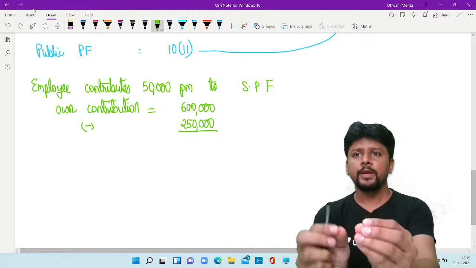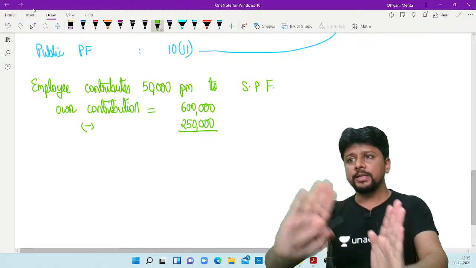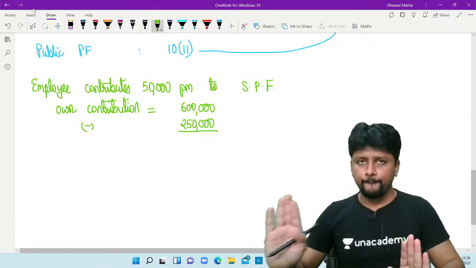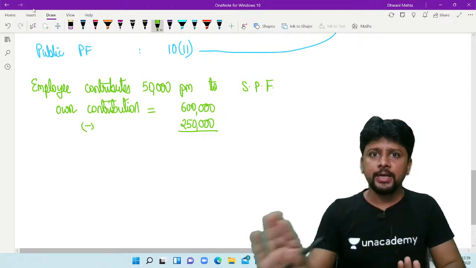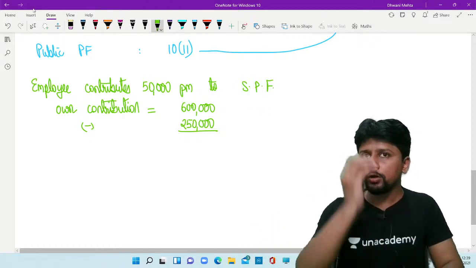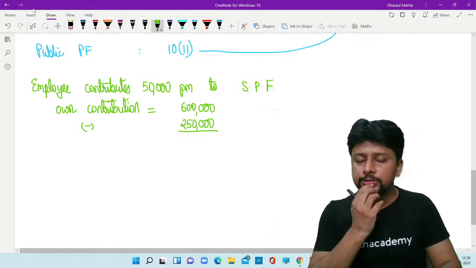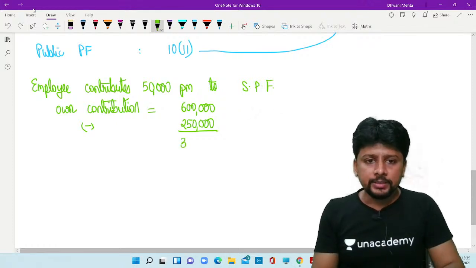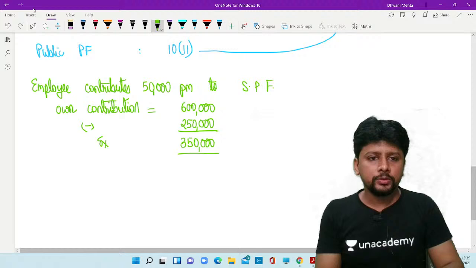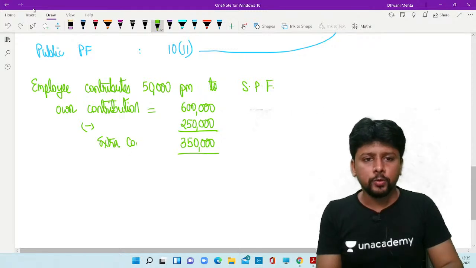Reduce for calculation purposes. Remember that the entire money is in the fund. So we are not touching anything in the fund. We are not talking about the corpus of the fund getting changed. No. What is the extra contribution over and above 2,50,000? So this extra contribution is what we are talking about.